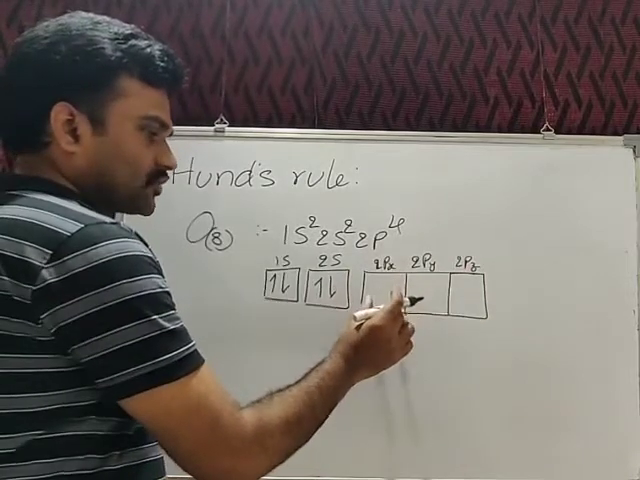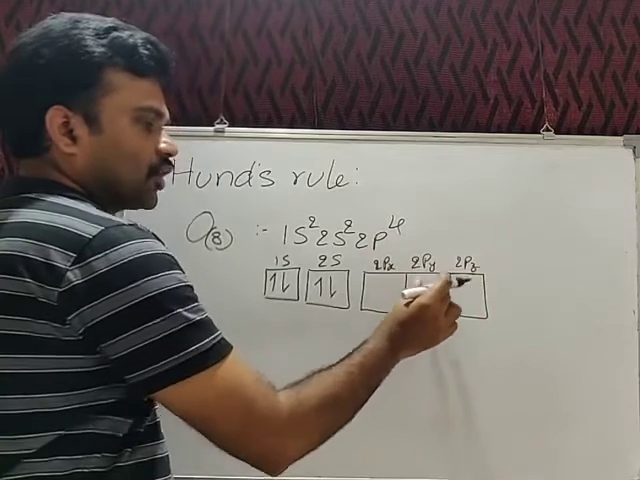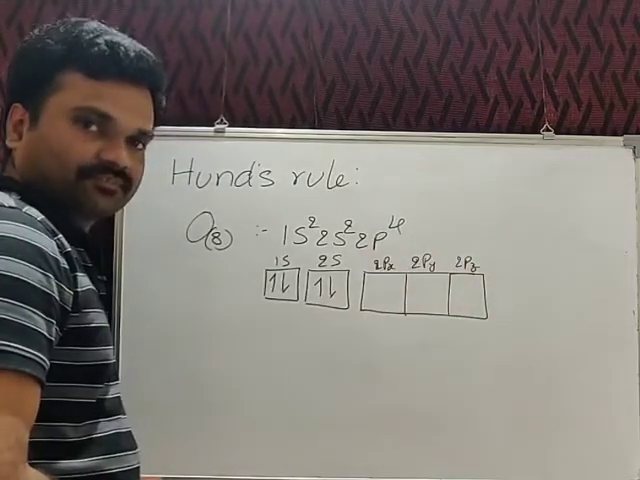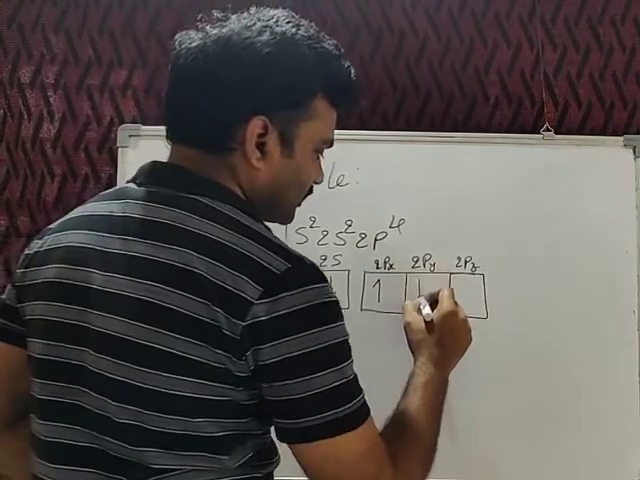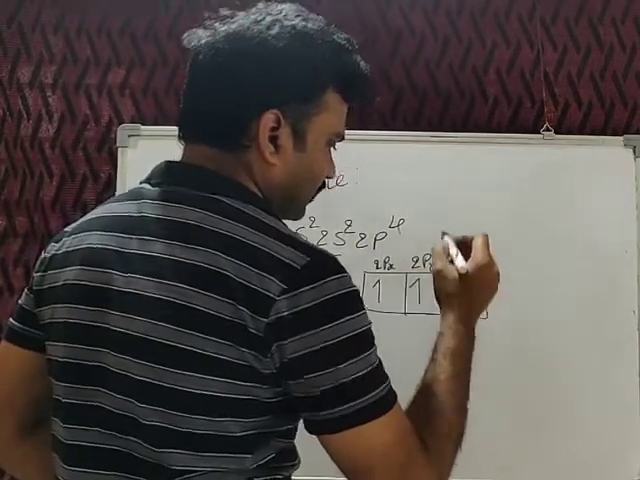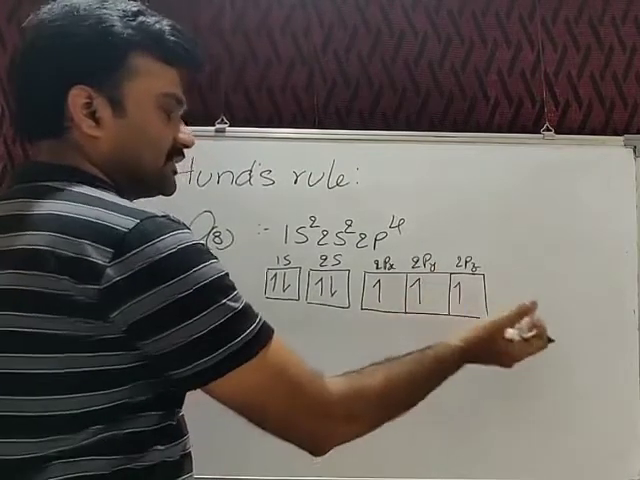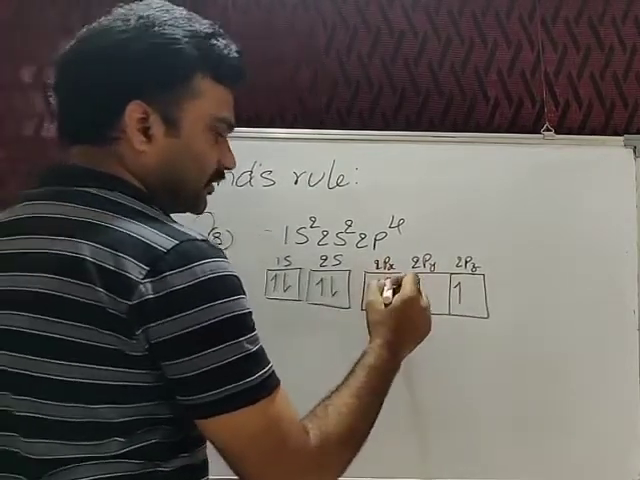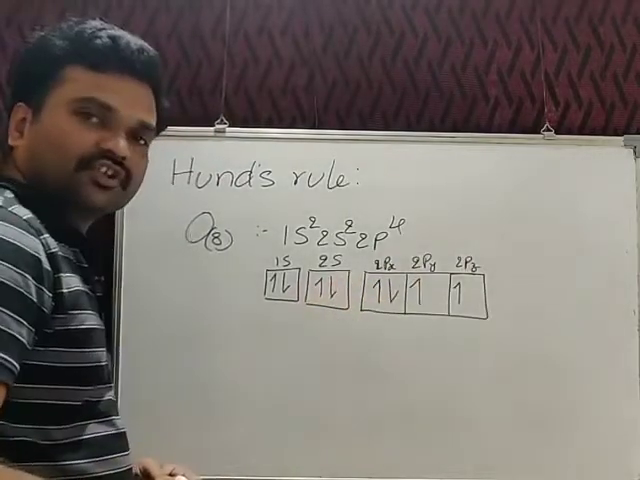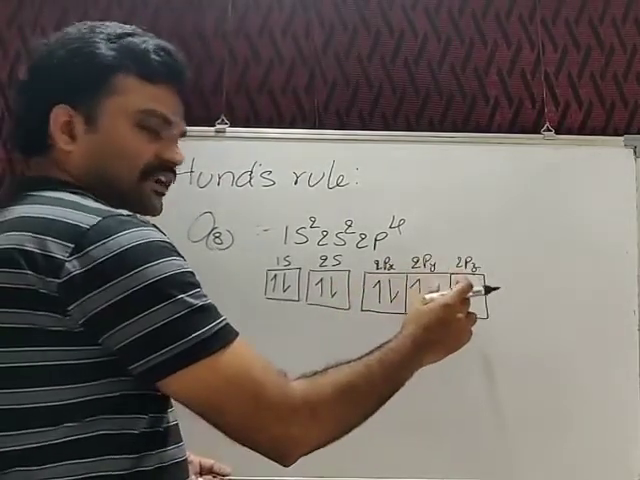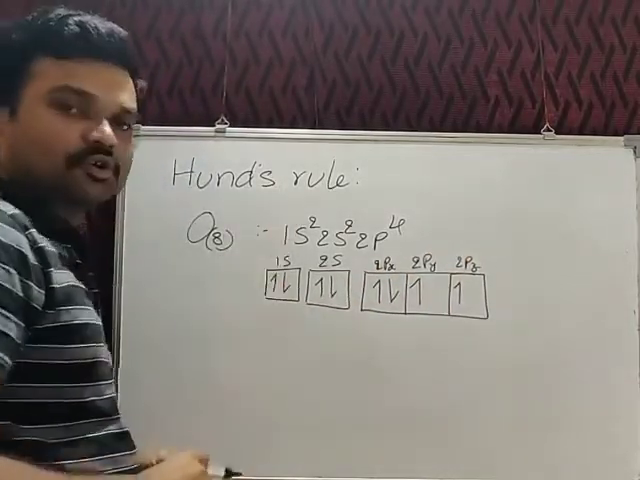This happens first: all the degenerate orbitals present in the subshell will be occupied by a single electron first. So out of 4 electrons, one will be here, one here and then one more here. After all the orbitals are completely occupied by single electrons, the remaining electrons come for pairing. In this way, all the degenerate orbitals first occupy single electrons, and only then does pairing take place. This is explained by Hund's rule.